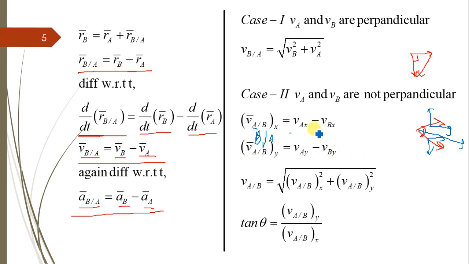Whatever relative velocity we are determining, velocity of A with respect to B or B with respect to A, based on that we have to make the subtraction of the two velocities, Va minus Vb or Vb minus Va. So in this way the relative velocity of A with respect to B or of B with respect to A is determined for the two different cases, that is when both are moving perpendicular and when both are not in perpendicular directions.